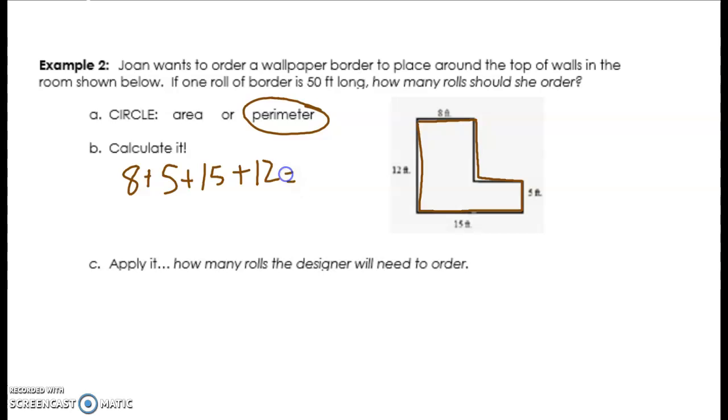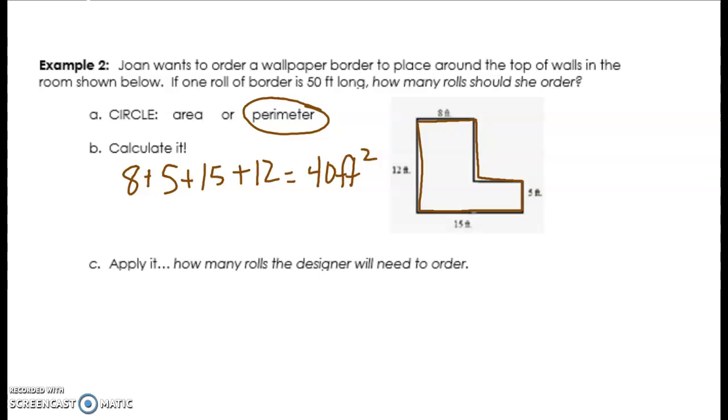you get a total measurement of 40 feet squared. And I only want to do it once. It doesn't say anything about doing it more than once or needing more than that. So the entire perimeter around the top of her room is 40 feet squared. So that is my calculated answer.